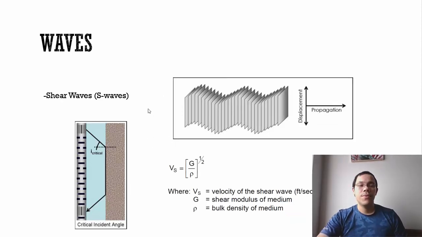This is an example of the shear wave, or S wave, where the propagation and displacement are not in the same direction. An important point here is that shear waves do not travel through the fluid in the borehole, or through any fluid, because the shear modulus is 0.